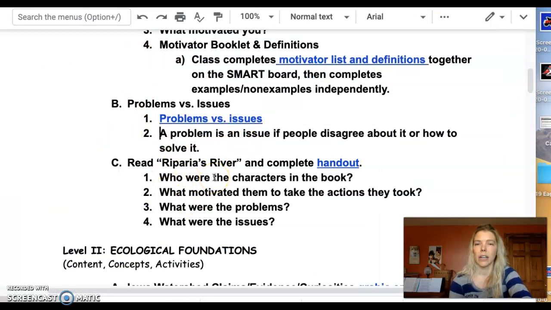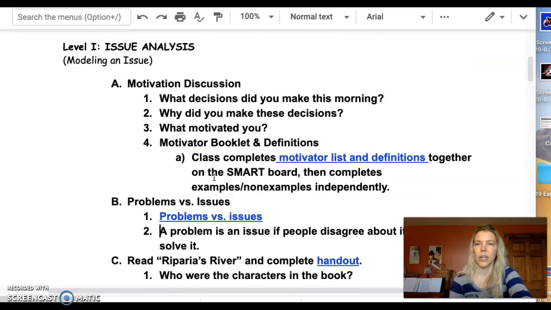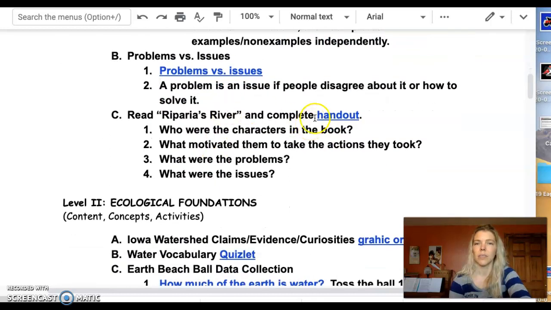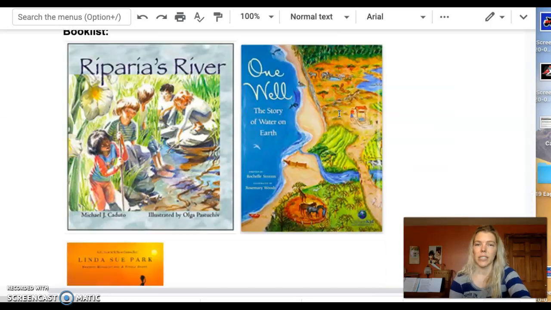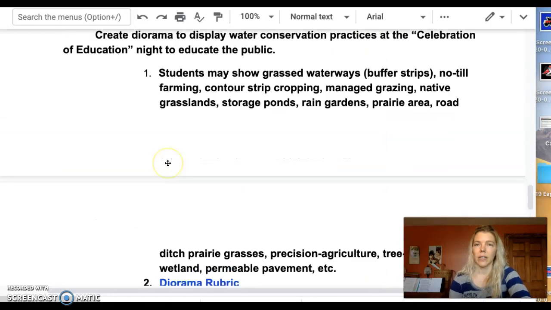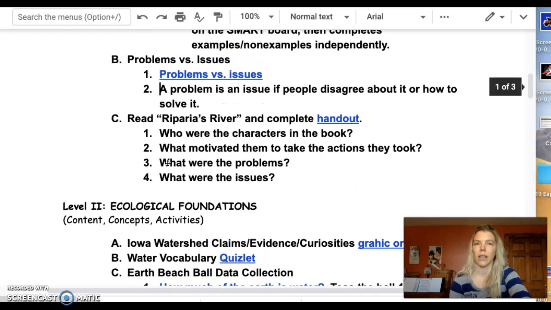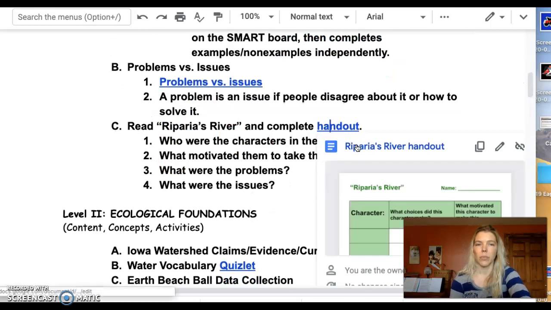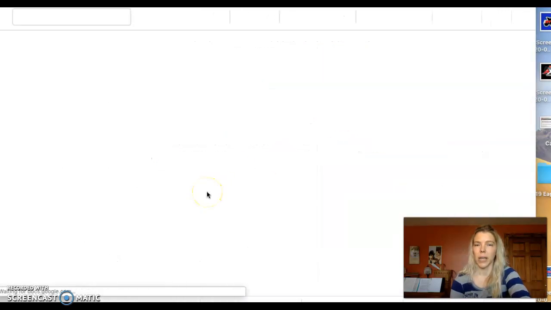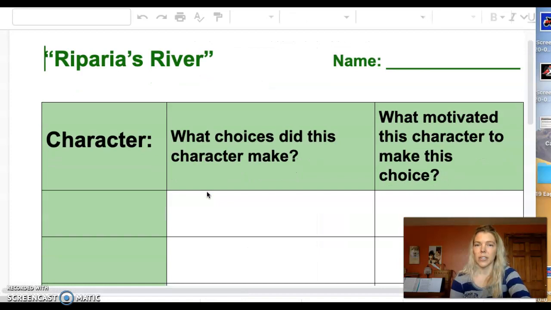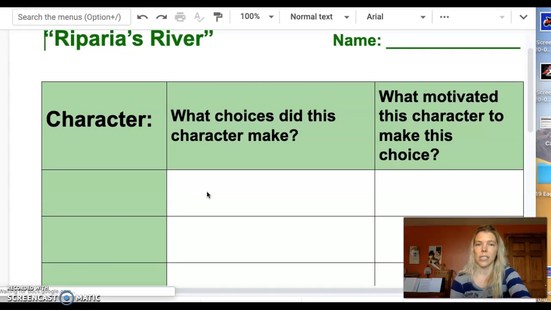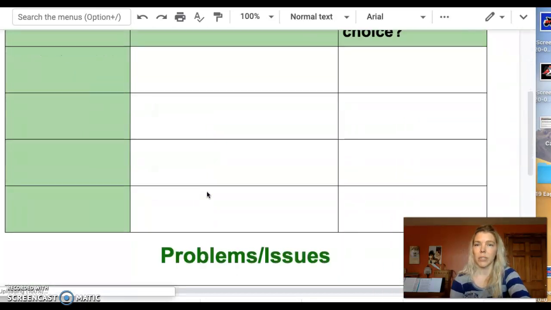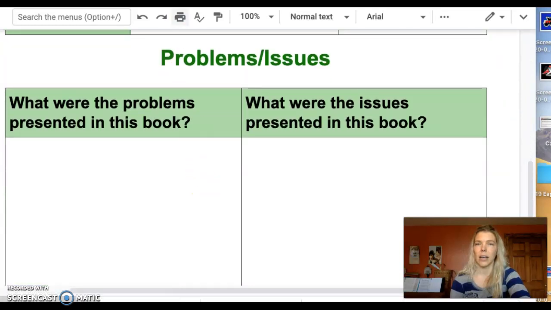Then we're going to end our problems versus issue, our issue analysis level here with Riparia's River. Riparia's River is this book right here. Okay. And so we'll read the book together, and then I have a handout that they'll be completing at their desk independently. This has their characters listed, what choices the character made, what motivated them to make those choices, and then the problems and issues presented at the end there.